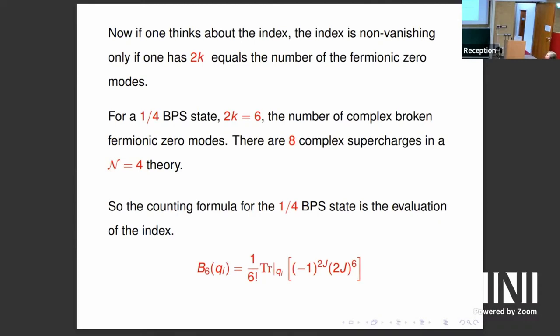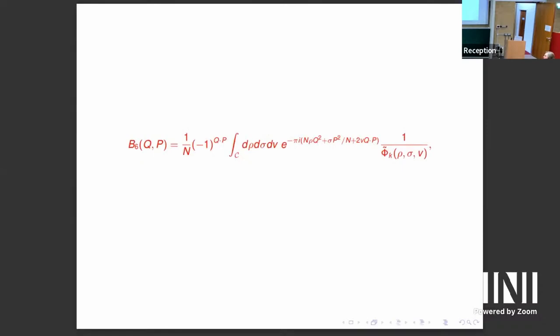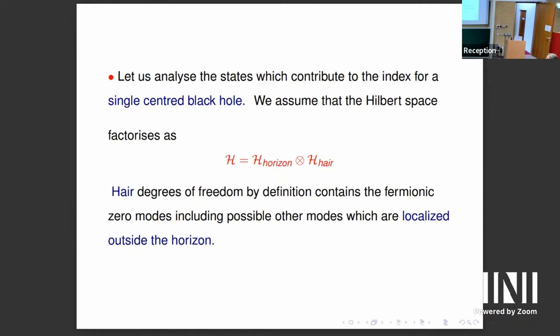Though I didn't detail the counting formula, when you go through it and get that modular form, you actually calculate this index. So now I've made it a little more specific. I've related the index of that configuration to the formula we've been looking at. And so let's analyze the states which contribute to a single-centered black hole.